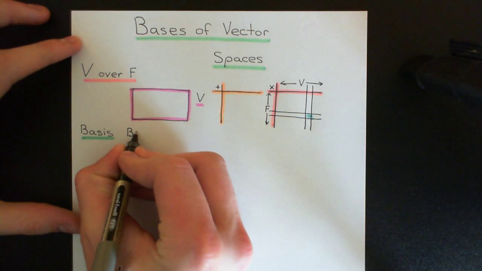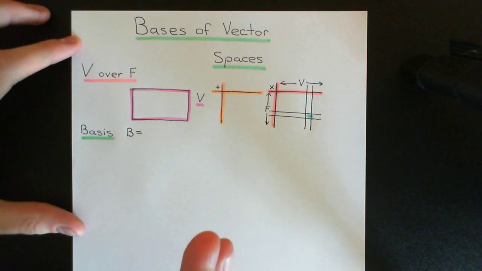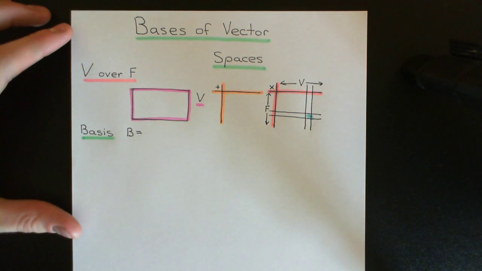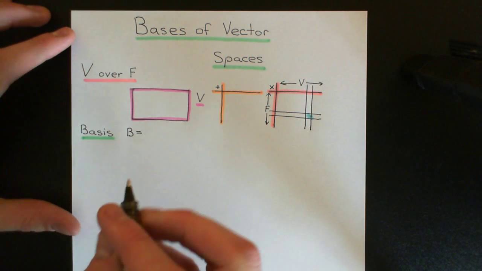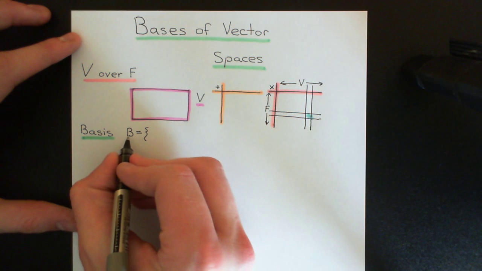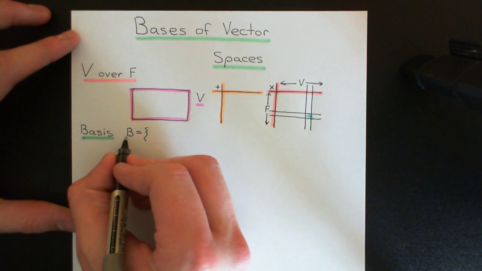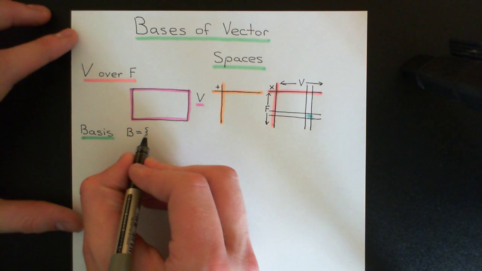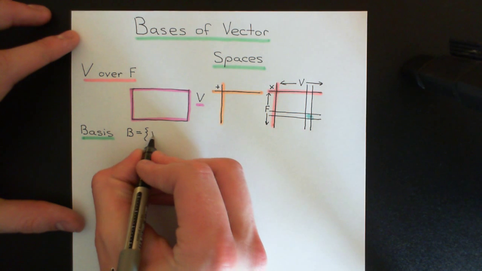So this basis is going to be a set of vectors, and for our purposes now we'll just have a finite set of vectors, although the principle, the concept, can be extended to infinite sets of vectors. But to keep this simple we'll just have a finite set. So here, capital B is the symbol for a basis, and it's going to be a set of vectors from our vector space.